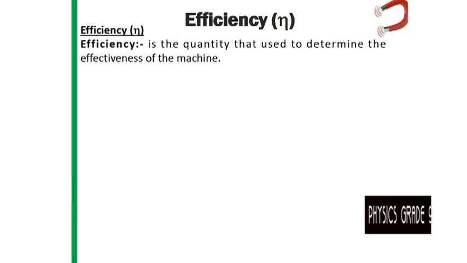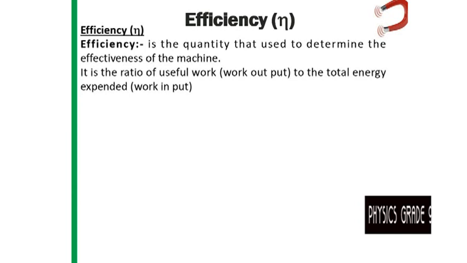Now, efficiency is usually written using this symbol here, which looks a little bit like an N. But in terms of the actual definition of efficiency, efficiency can be described as the quantity that is used to determine the effectiveness of the machine. In other words, how effective is the machine in relation to its input effort and the output load.